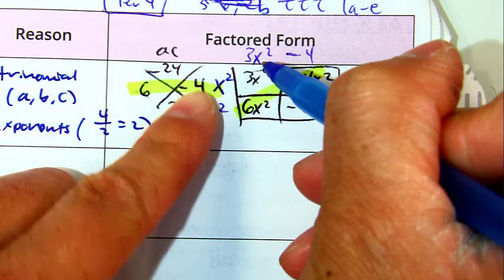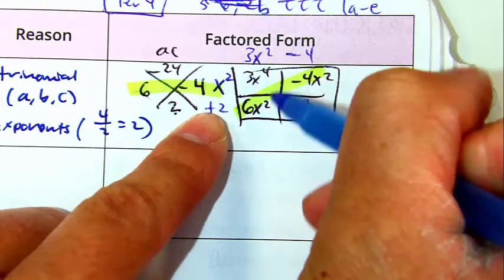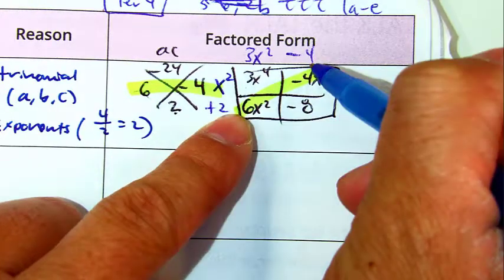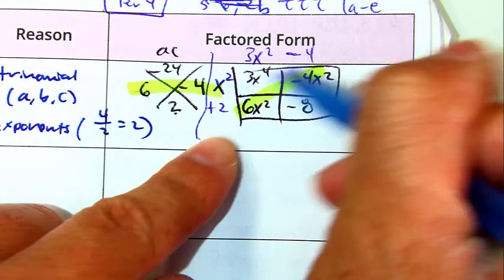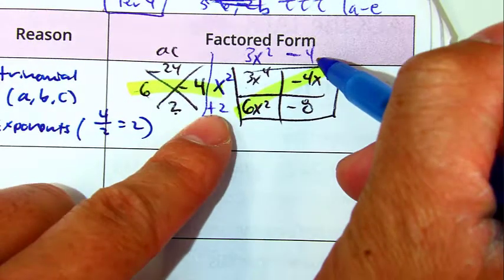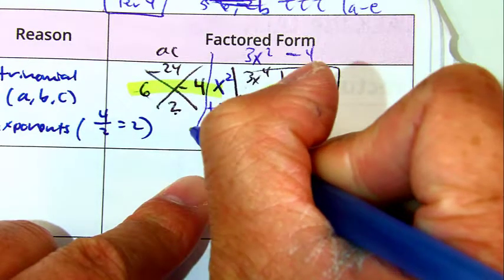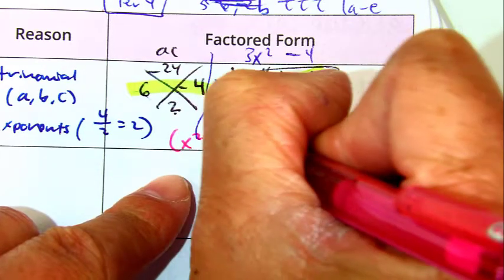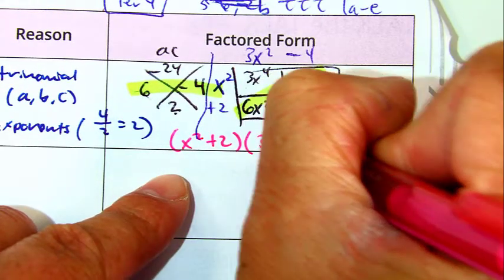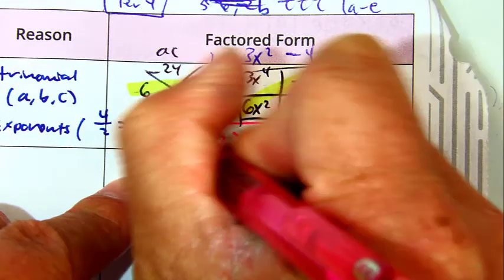Remember, I can multiply 3x squared times x squared, 3x to the 4th. 3x squared times 2, 6x squared. X squared times negative 4x squared, and negative 4 times 2. My answer, factored, is x squared plus 2, 3x squared minus 4. Raise your hand if you got that.